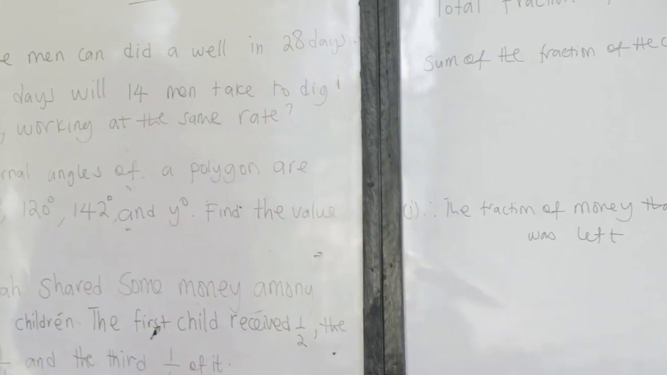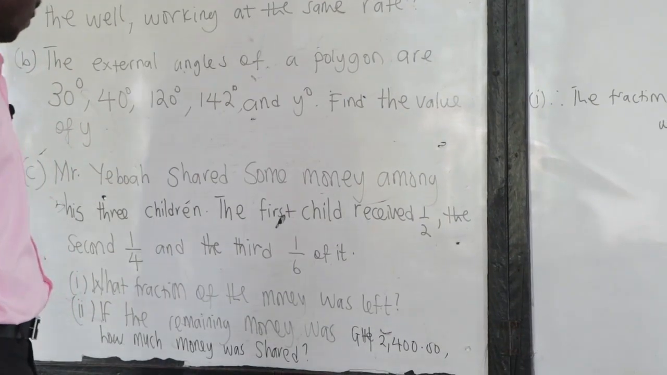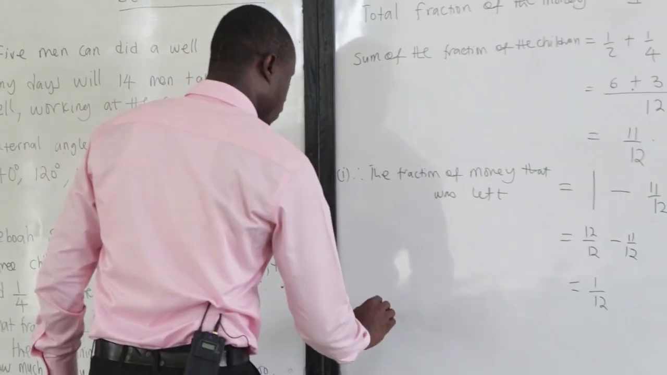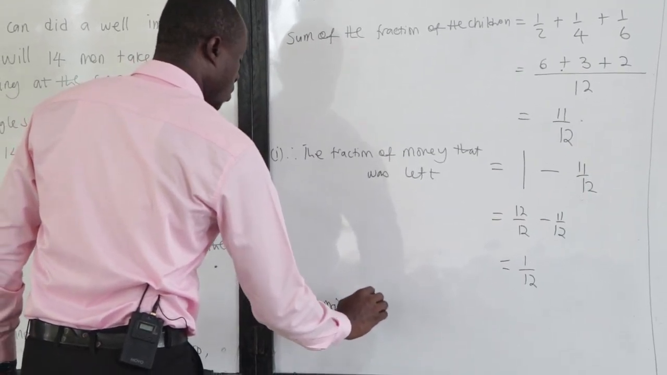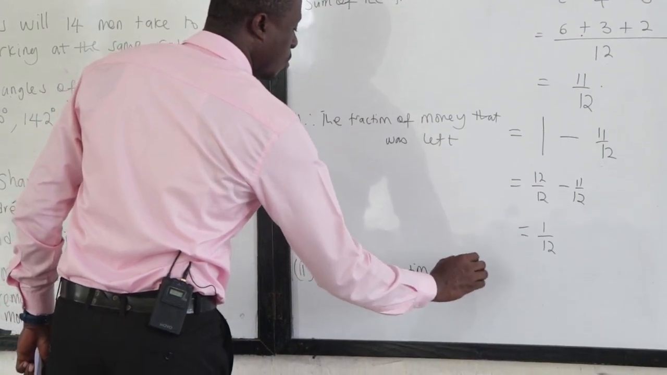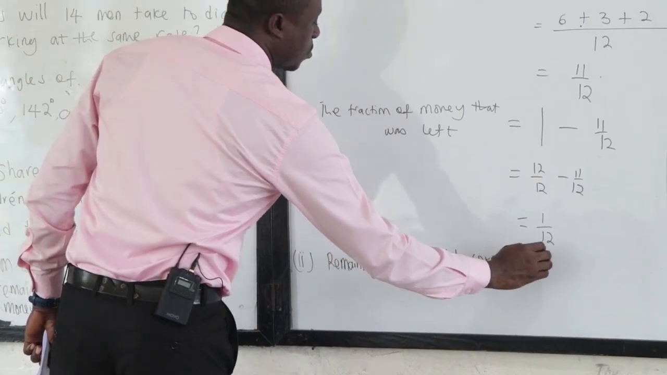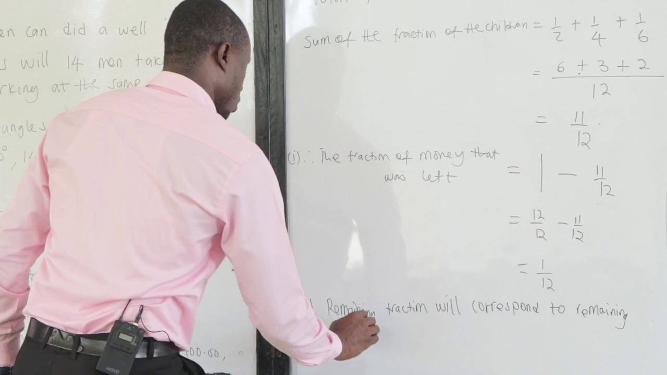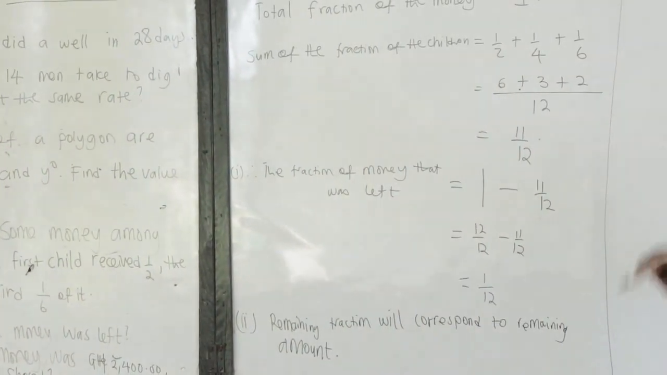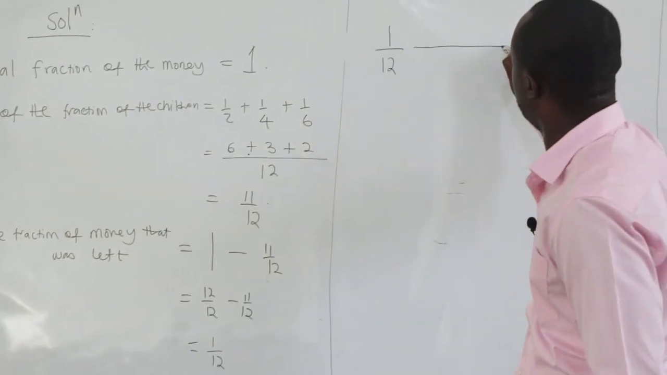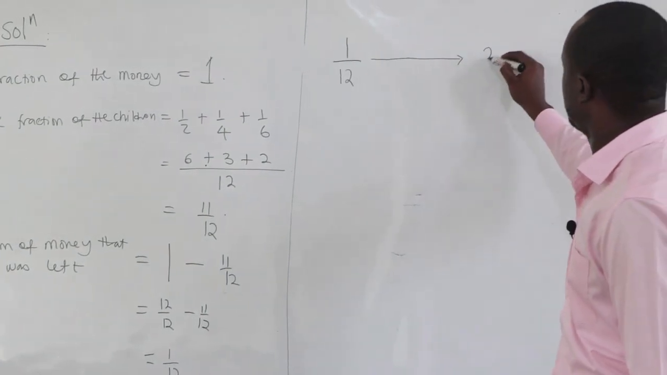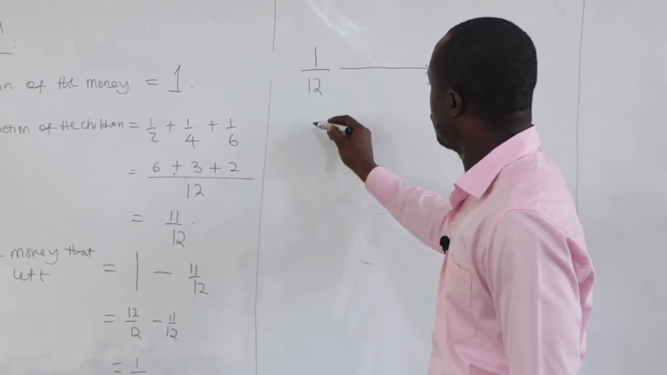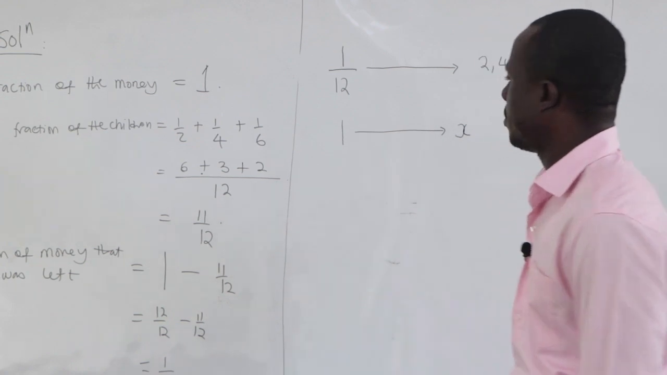Now let's see the second part. This is the first part. Now the second part is, if the remaining money was 2,400, how much money was shared? Now one thing that we are supposed to know is that the remaining fraction will always correspond to the remaining amount. Now, what was the remaining fraction? That is 1/12, and this will correspond to the remaining amount, which was 2,400. Now, what's the total fraction? 1. That would also correspond to the total amount, which is x.